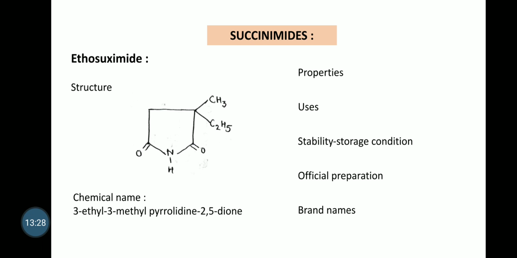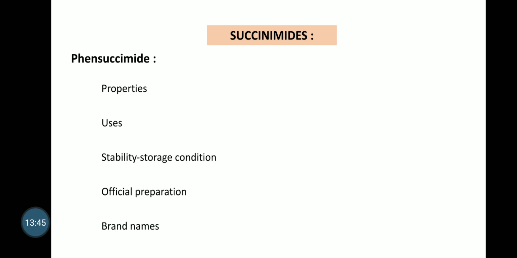Brand names: Zarontin and Ethymal are the famous trade names or brand names of ethosuximide. Now here also you can remember from the name: etho stands for ethyl, and second you have to remember the methyl group.